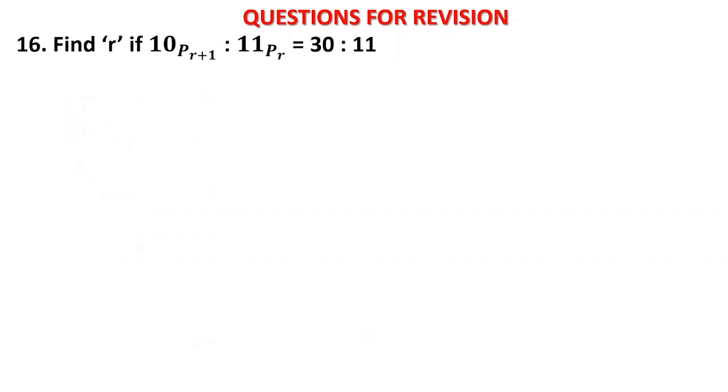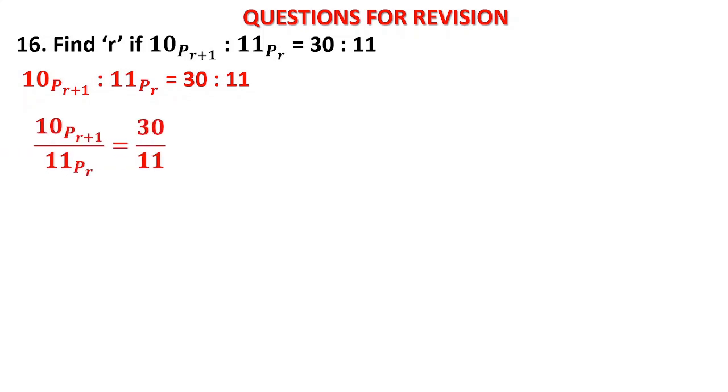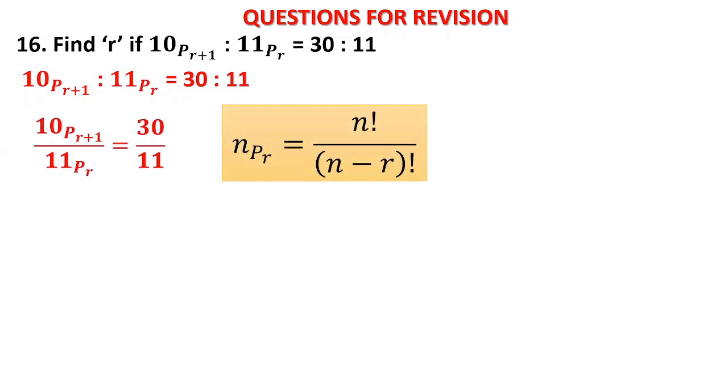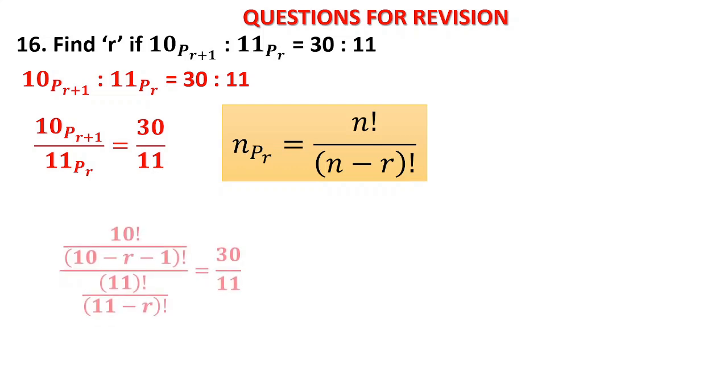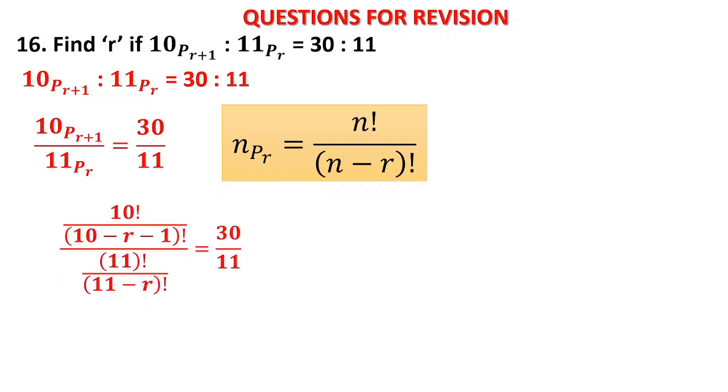Question number 16. Find r if nPr plus 1 is to nPr is equal to 30 is to 11. Here we have to use the formula for nPr. It is n factorial by n minus r factorial. For the numerator it is n factorial by n minus r minus 1 factorial, divided by 11 factorial by 11 minus r factorial, is equal to 30 by 11.